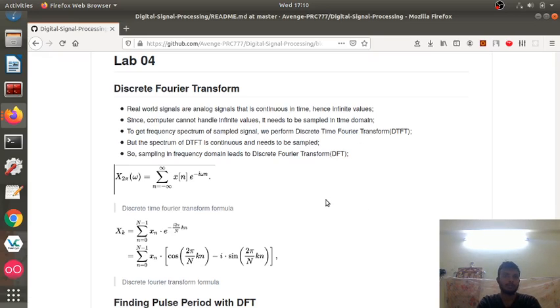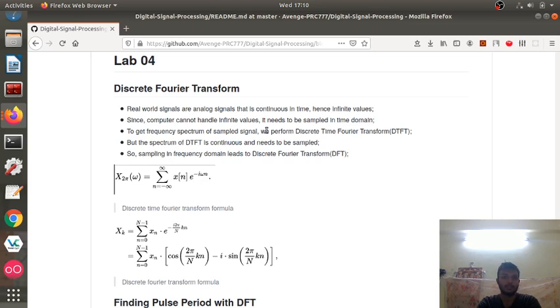This lab will discuss the discrete Fourier transform. Real world signals are analog signals, that is continuous in time, hence infinite values. Since a computer cannot handle infinite values, the signal needs to be sampled in the time domain. To get the frequency spectrum of the sampled signal, we perform the discrete time Fourier transform, that is DTFT.